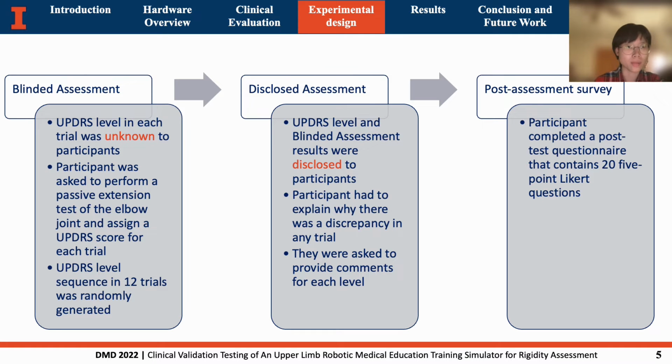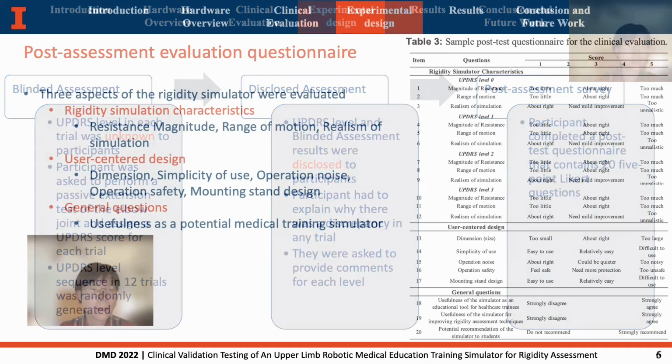The UPDRS level was then disclosed to the participants in the second assessment, and the participant had to explain why there was a discrepancy in the blinded assessment results, and they were asked to closely examine each UPDRS level on the simulator and provide comments on the realism of the rigidity replication. And lastly, participants completed a post-test questionnaire that contained 25-point Likert questions.